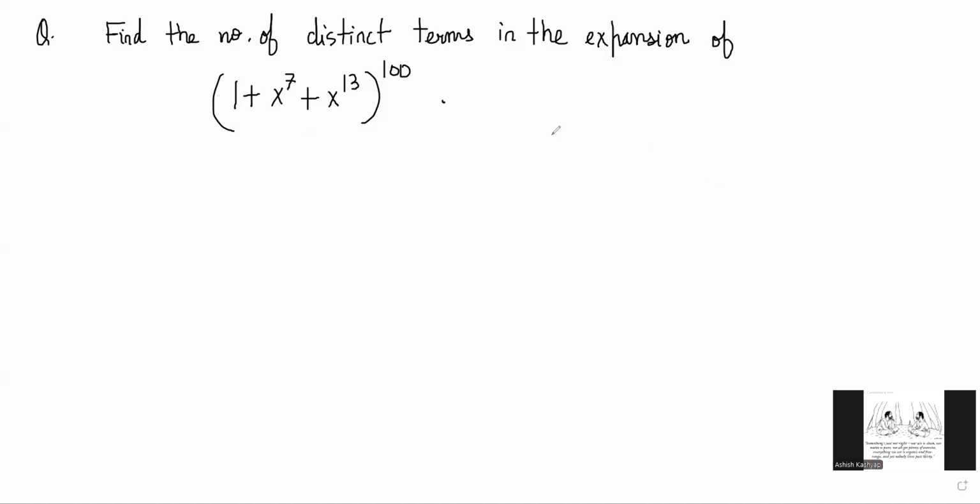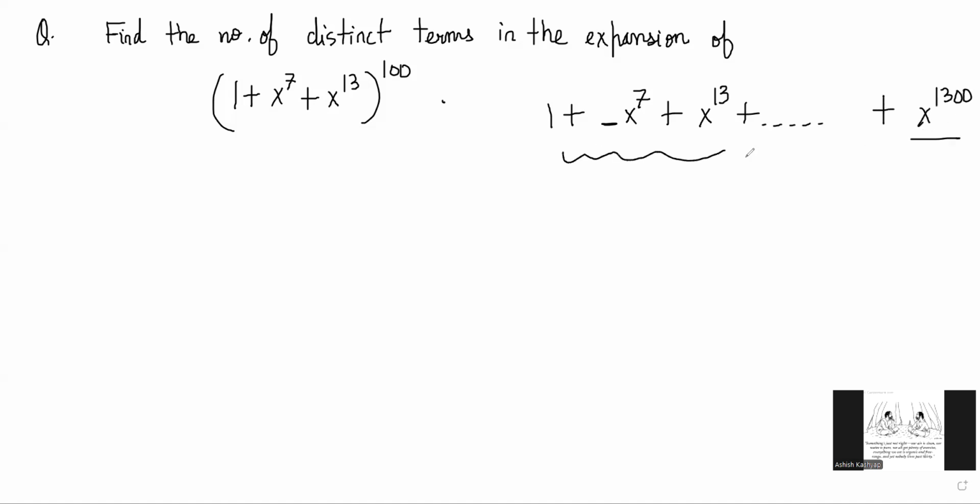So the idea is obviously the powers will go from 1, another term would be some constant and x^7, and another term would be x^13, and so on. And the highest power term will be x^1300. So this becomes a 1300-degree polynomial, but there are some missing terms.